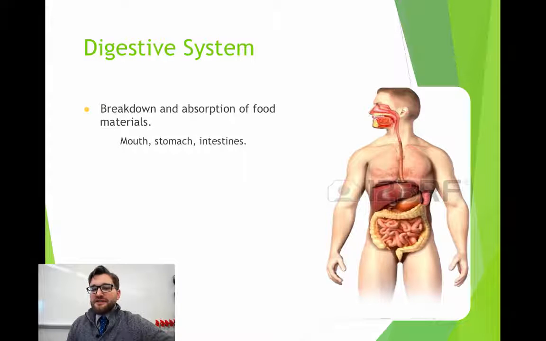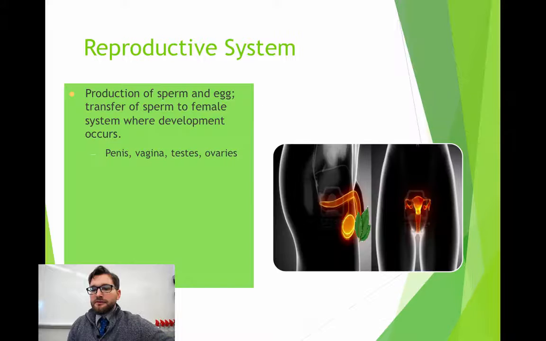The digestive system is responsible for the absorption and breakdown of food. It includes the mouth, stomach, and the intestines. The reproductive system is responsible for the production of the sperm and the eggs. It includes the organs, the penis or the vagina, and the testes or the ovaries.